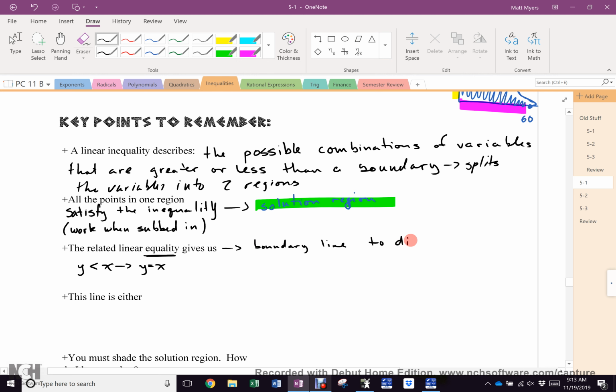to divide the grid into its two regions. We good? We good?